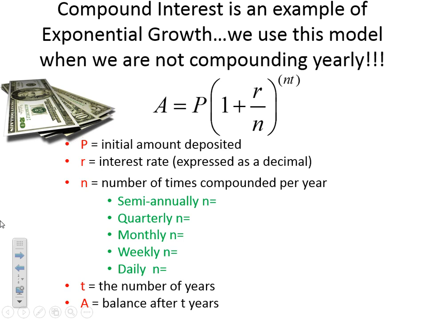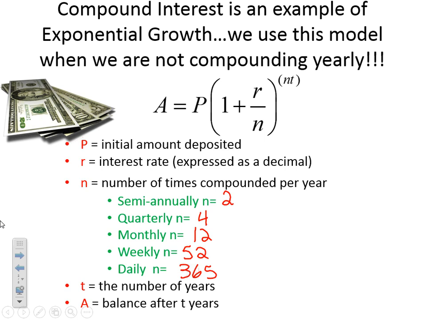So this is what you guys need to fill in for me. Semi-annually means it's going to be twice a year. Quarterly means 4 times a year. Monthly means it's going to be 12 times a year. Weekly, we're going to put 52 weeks in a year. And daily, we're going to use 365, okay? And T is the number of years. A is the balance after T number of years, okay?